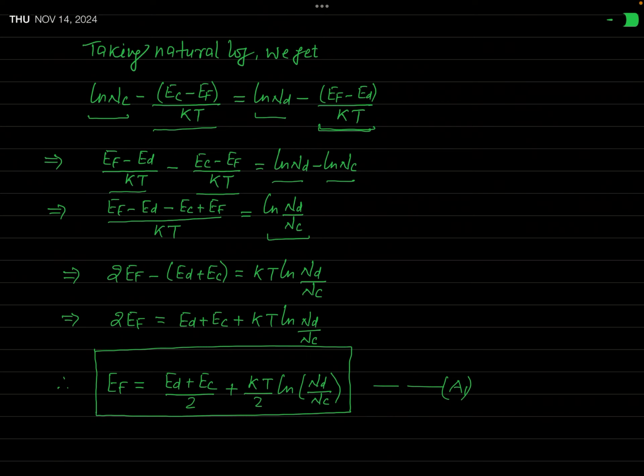And this Ef and Ef will be added, so this is 2Ef minus Ed plus Ec, and equal to Kt times log Nd over Nc. Okay. So 2Ef will be equal to Ed plus Ec, bring this term in RHS, and plus Kt times natural log of Nd over Nc. So Ef is given as Ed plus Ec divided by 2 plus Kt over 2 times ln Nd over Nc.